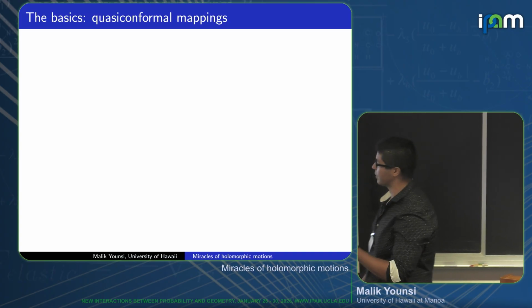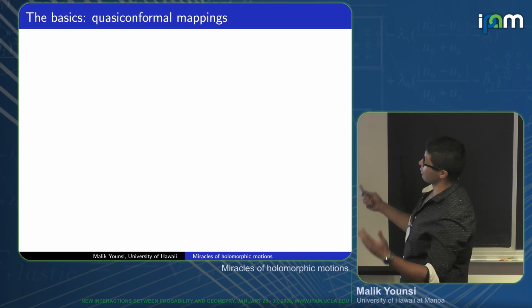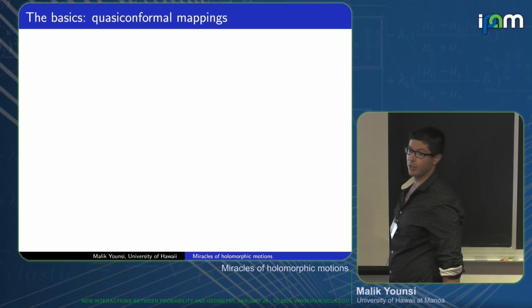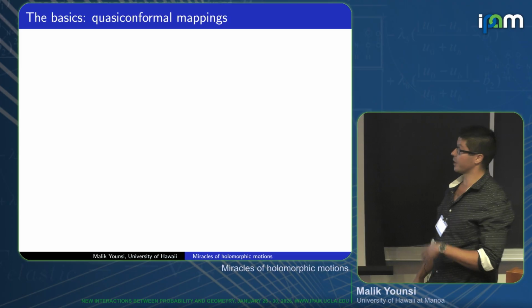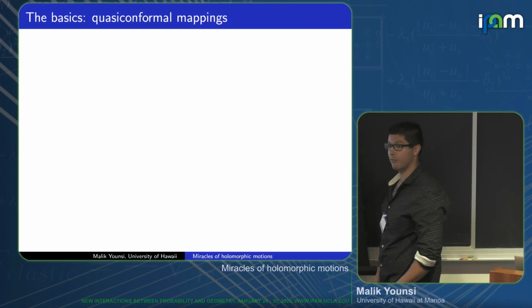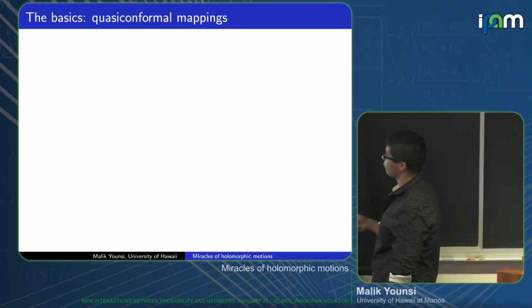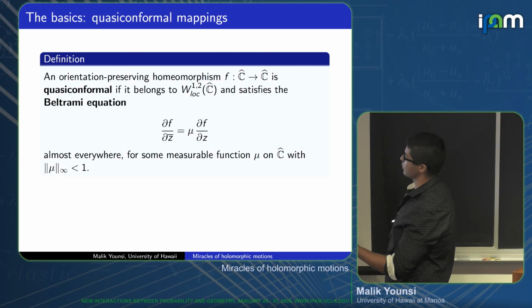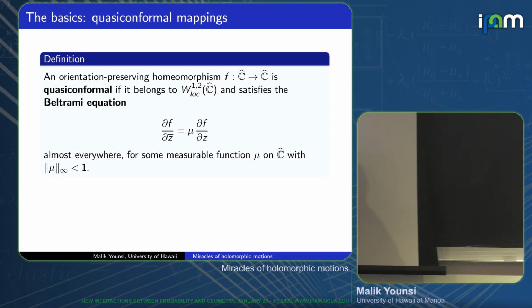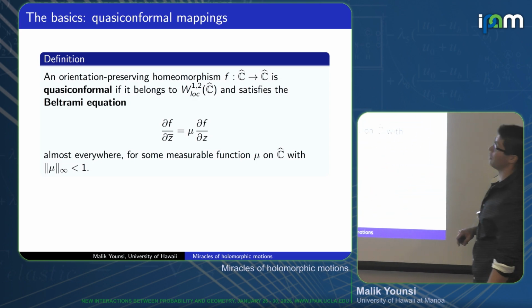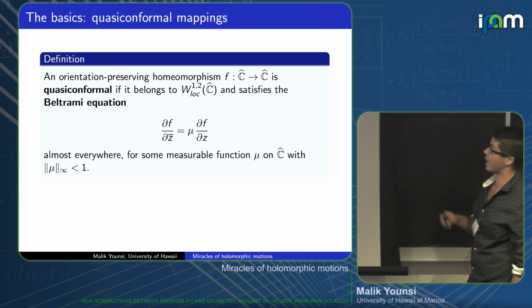I don't think it's necessary, but just in case. So what's a quasiconformal mapping? It's a homeomorphism of the sphere, let's say, which doesn't necessarily preserve angles, but it does preserve angles up to a bounded factor. So a generalization of conformal maps. And then one way to express this additional flexibility is to use this Beltrami equation.